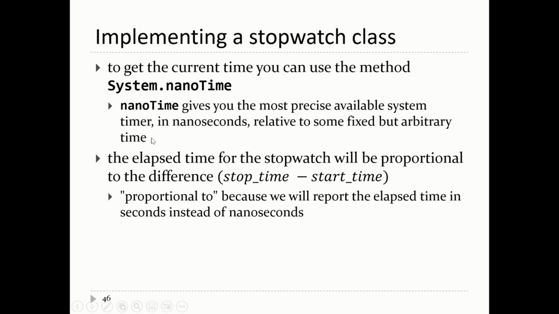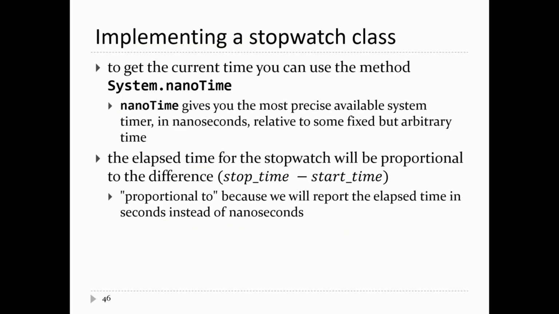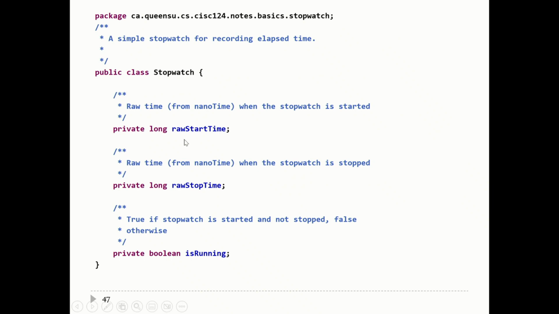So, fixed but arbitrary time. It doesn't actually tell you what the start time is for nanoTime. But if you call it twice, you get a stop time and a start time, and you just take the difference, and that gives you the amount of time that's elapsed, in nanoseconds. So that's pretty easy. It returns a long in this case. A long is just a bigger version of int. All right, so that's pretty straightforward then.